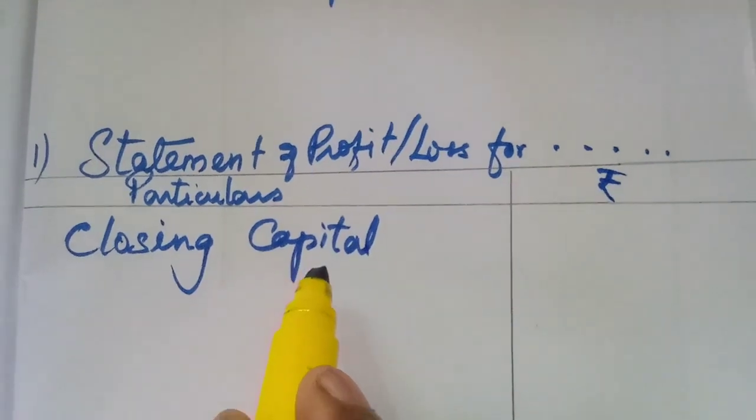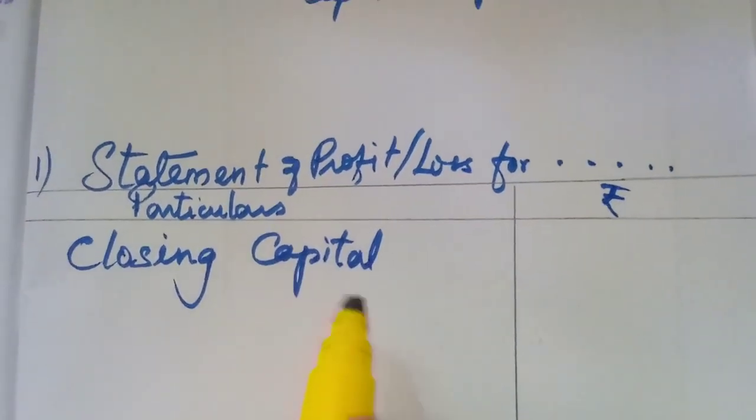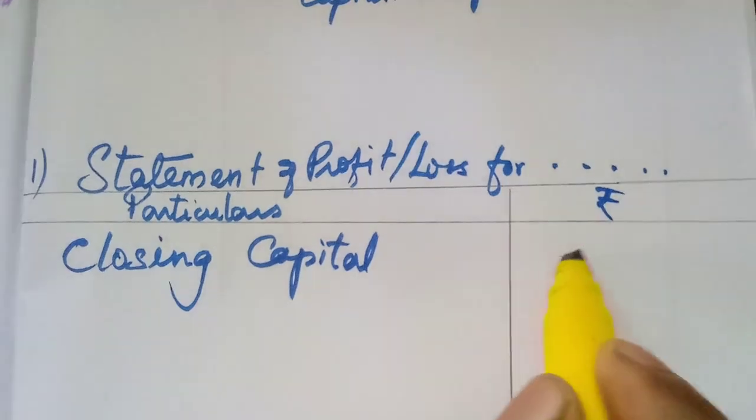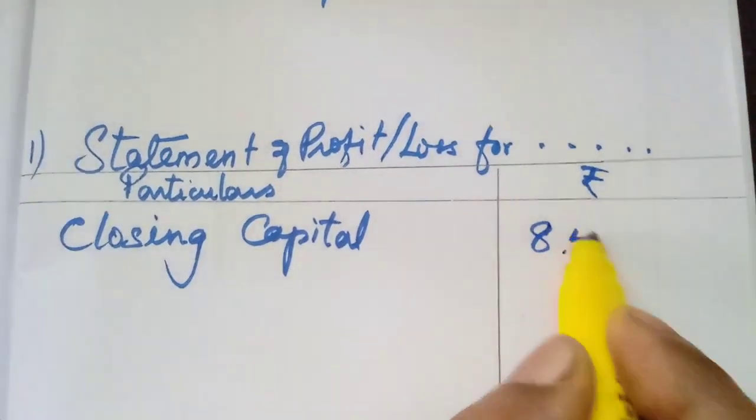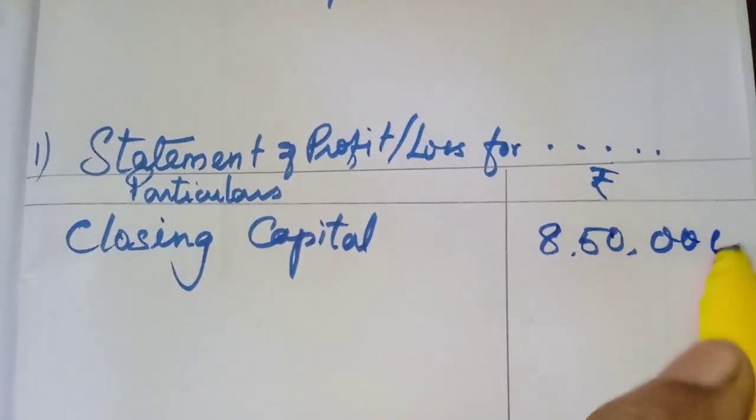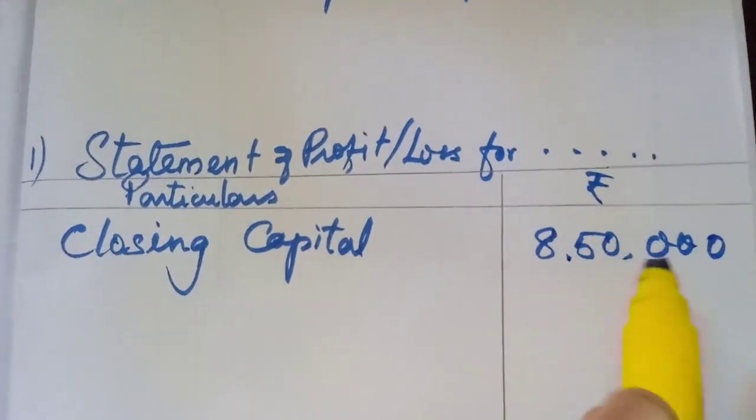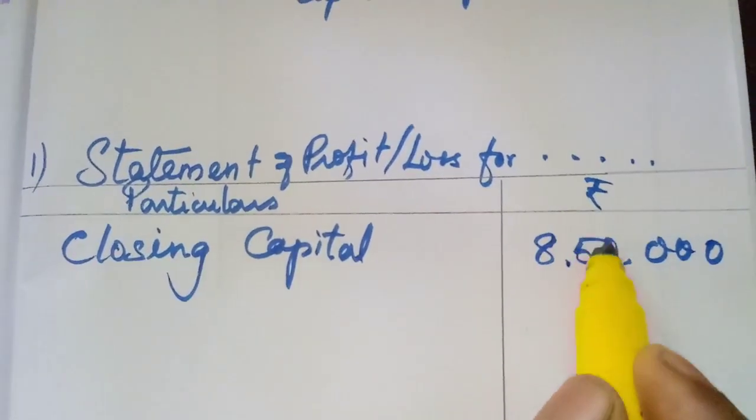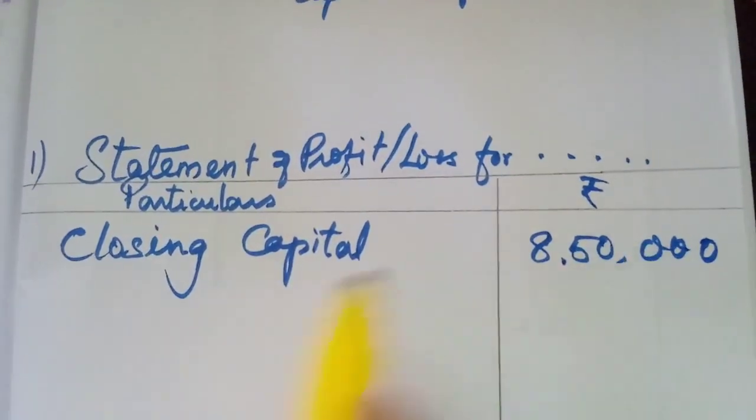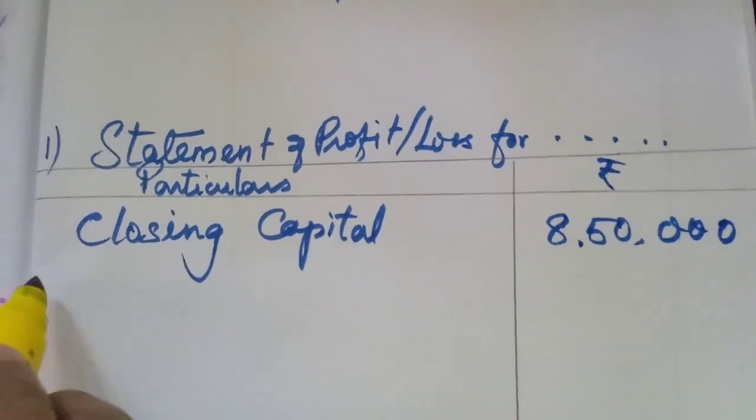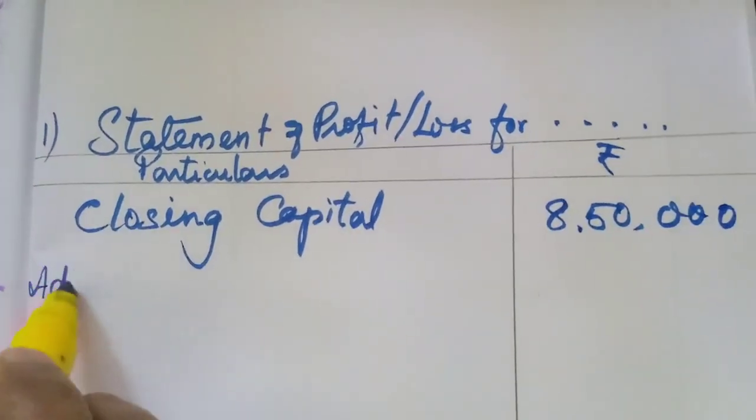The amount is closing capital 8,50,000. When you write the amount, you have to be very careful. Understand? You can keep a comma, leave a little space between 2 digits. Closing capital. Then what? Add drawings.